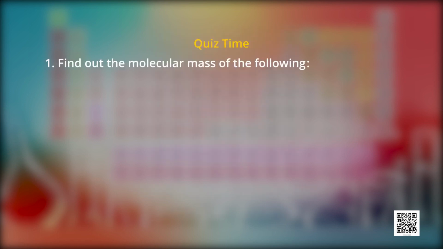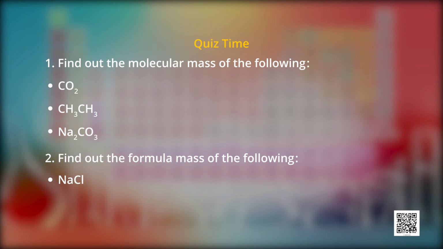Now friends, try to find out the molecular mass of the following compounds. First, carbon dioxide. Second, ethane. Third, sodium carbonate. And you will also try to find out the formula mass of sodium chloride.